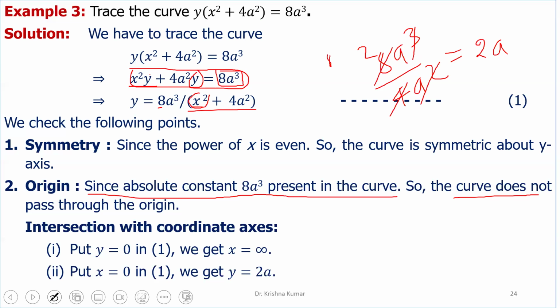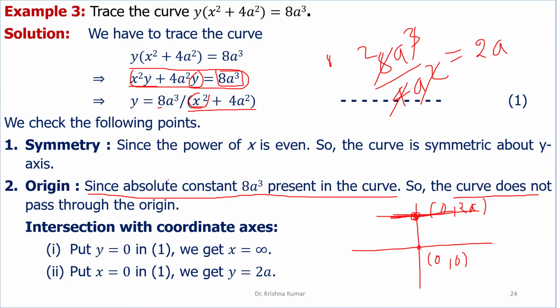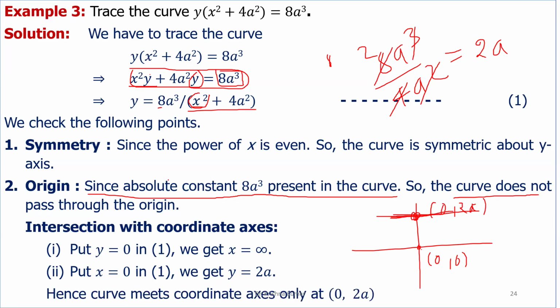What is (0, 2a)? Suppose this is the x-axis. So this is (0, 0) and this is the point (0, 2a). So the curve intersects at this point (0, 2a). Let us go ahead. Hence the curve meets the coordinate axis only at (0, 2a).